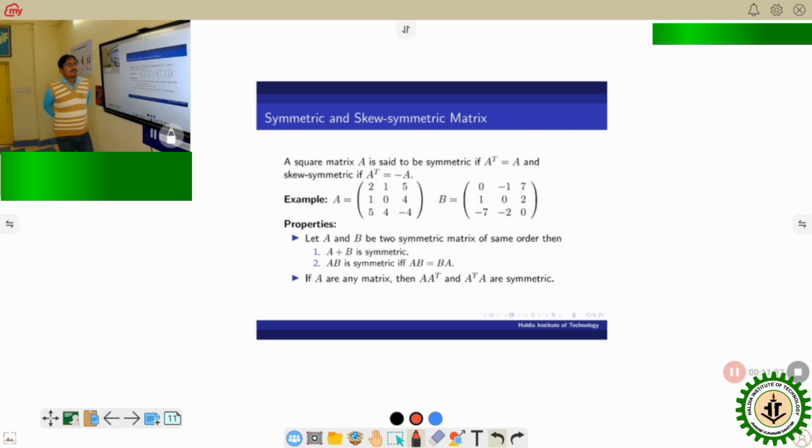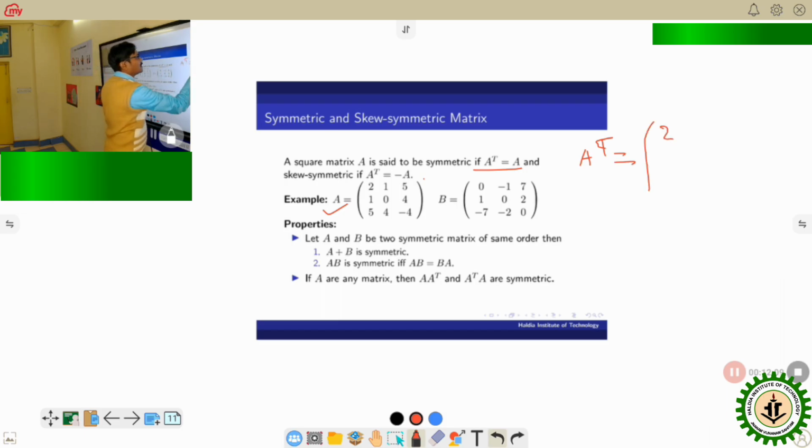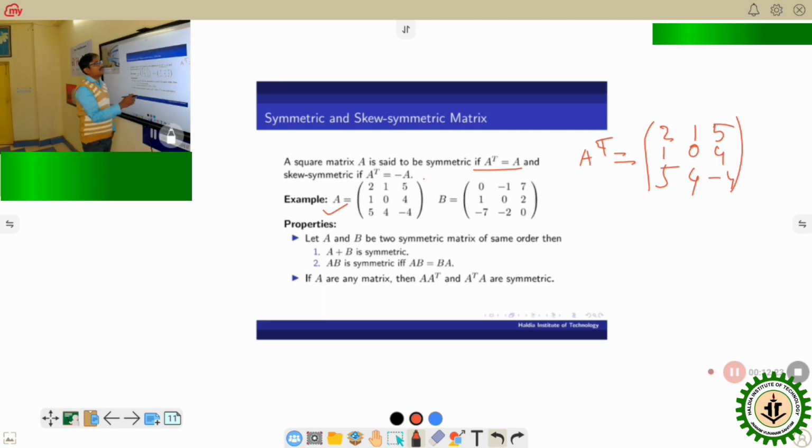Next, symmetric and skew symmetric matrix. A square matrix A is said to be a symmetric matrix if A transpose equals A, and already we know what A transpose is, and skew symmetric if A transpose equals minus A. And this is the example. Here you can check A transpose equals A. Look into this matrix. This is A. What is A transpose for this? It equals 2, 1, 5, the first row becomes the first column, then 1, 0, 4, next 5, 4, minus 4, and it becomes the original matrix A. So that is why it is a symmetric matrix.